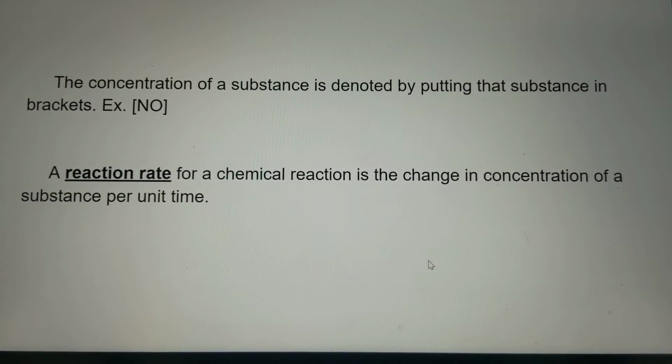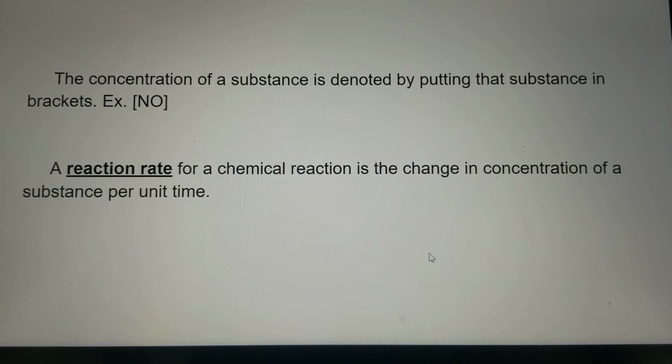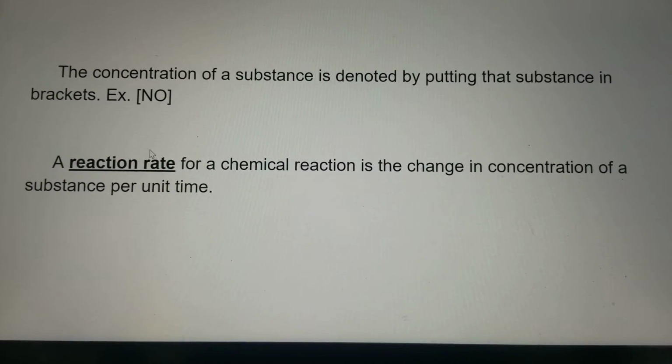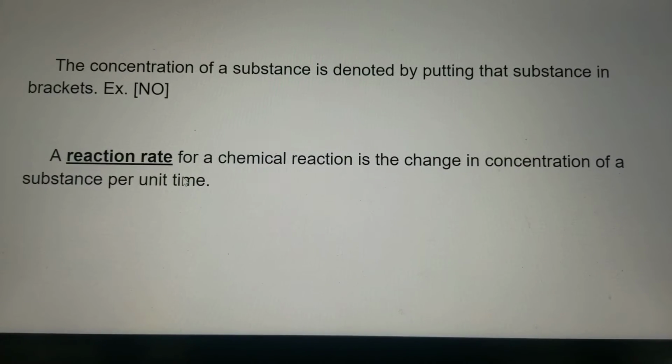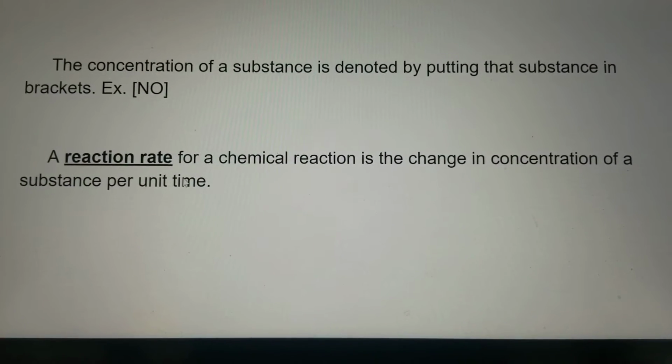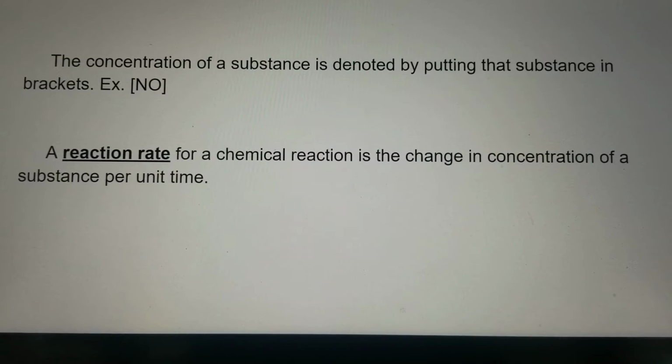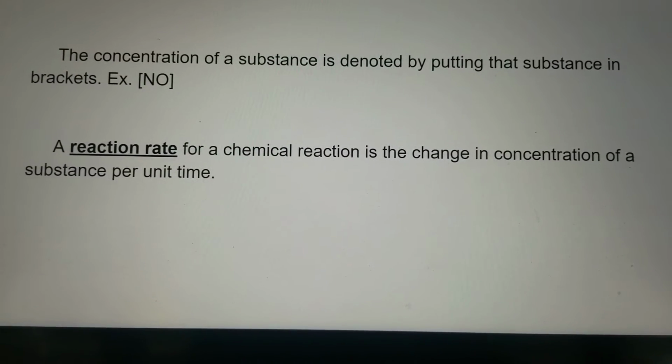We're talking about concentrations of substances in a chemical reaction. So that's what we're talking about when we're talking about a reaction rate, like how fast a substance forms, or how fast a substance decomposes.